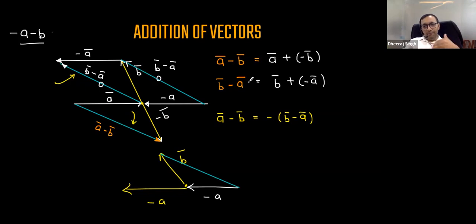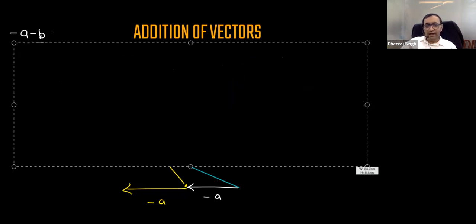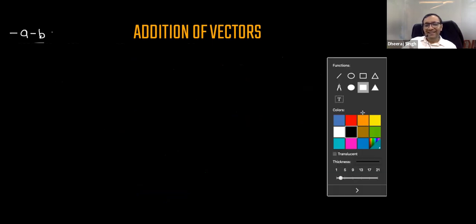So now one last thing before I progress to the next concept. Tell me the magnitude of the sum of two vectors. The magnitude of the sum of the two vectors, can it ever be more than the sum of the magnitudes of the individual vectors? You understand my question? Wait, let me explain again what I just asked. Yeah, repeat.